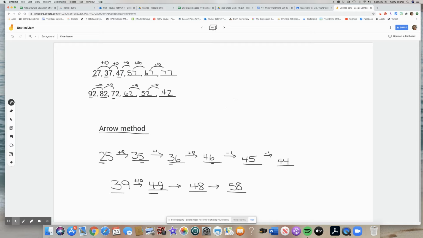49 to 48, what place changed? The ones place changed, 9, 8, that's getting smaller, so subtract. And since it's the ones place that changed, we subtracted 1. And then 48 to 58, the tens place changed, and it went up 1, so we added a 10.